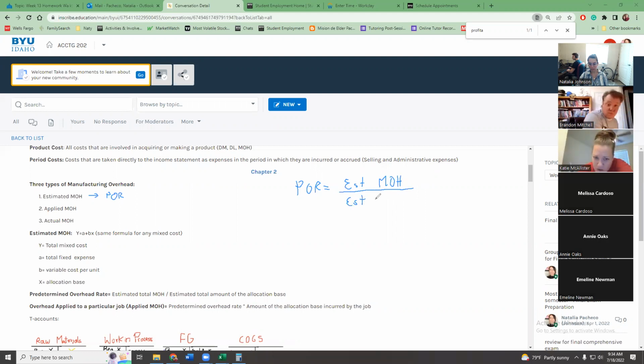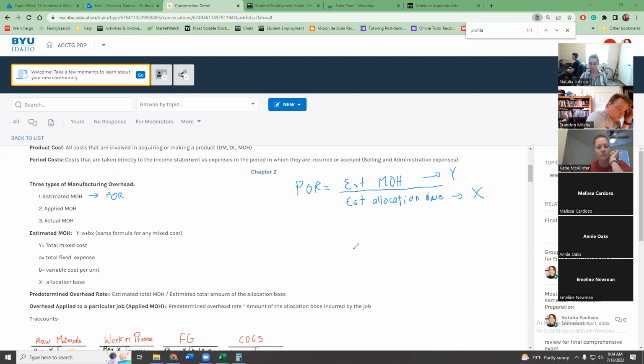the estimated allocation base. So it's whatever they're basing manufacturing overhead on. It's usually direct labor hours, can be machine hours, or direct labor costs. So that's the allocation base. This one we can call Y, and this is X.